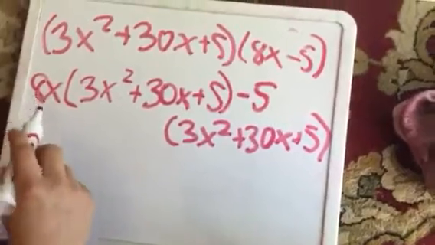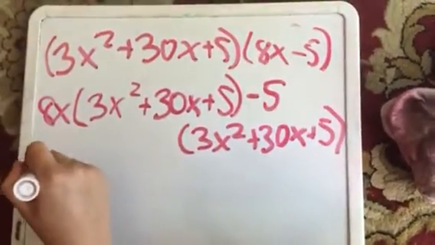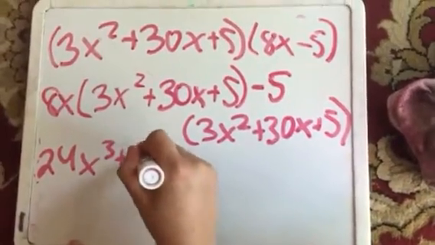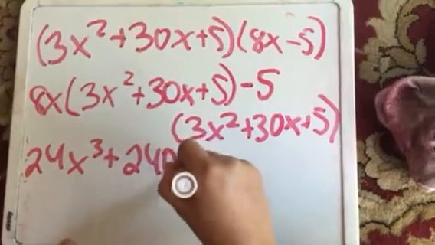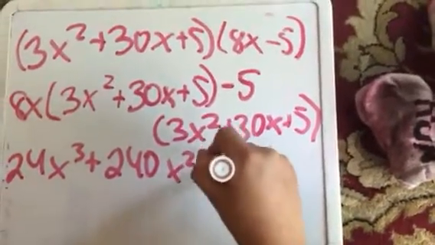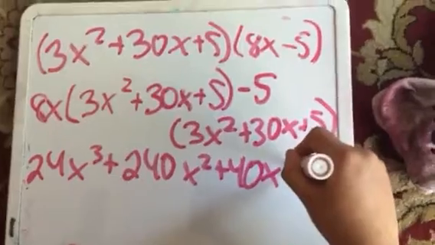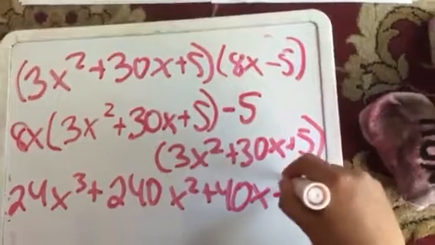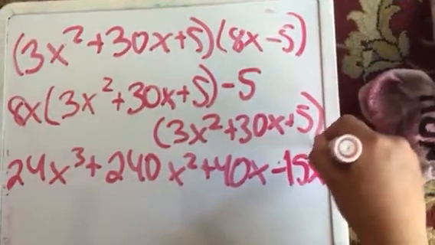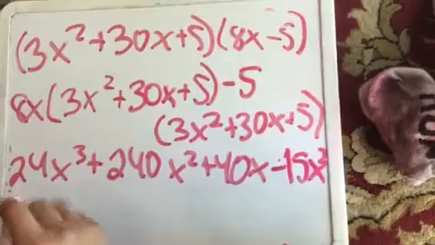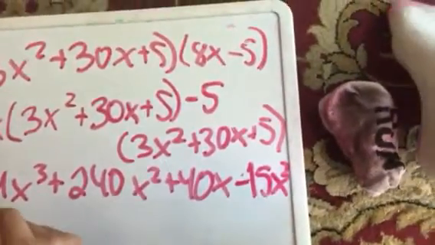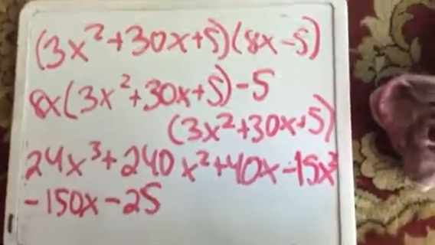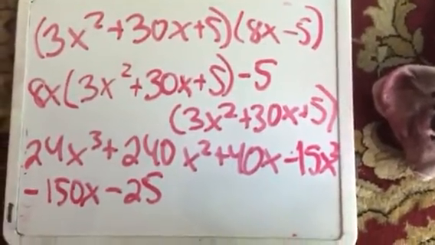Now we can distribute the 8x and negative 5. So we have 24x cubed plus 240x squared plus 40x minus, because we have a negative 5 times 3x squared, so minus 15x squared, plus minus 150x and minus 25. So now we have to combine like terms.